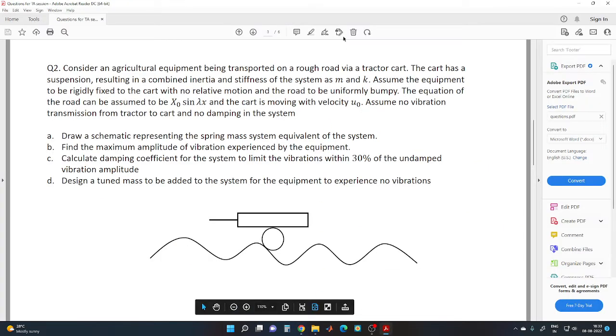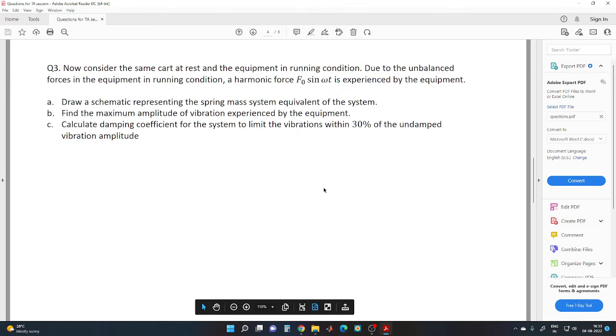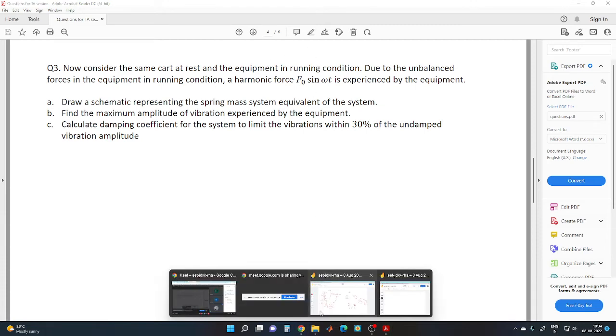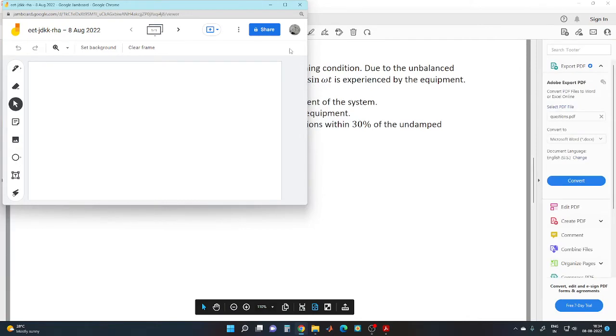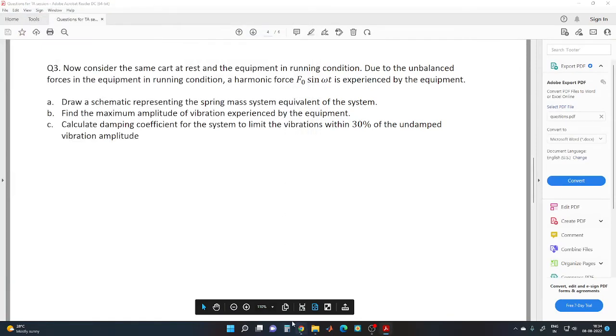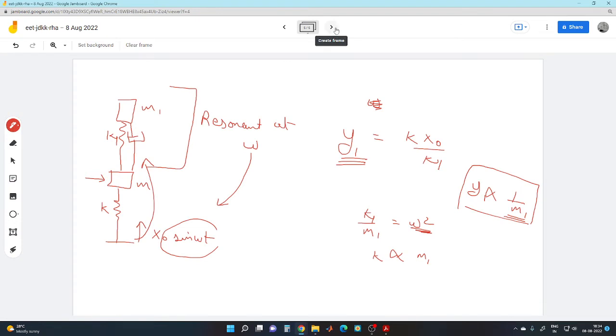So we go further. This is the same system. We have this equipment at rest. There is the same equipment which was initially moving under base excitation. Now what we say is the equipment has come to rest and there is a harmonic forcing that is going on. So what will be the excitation?